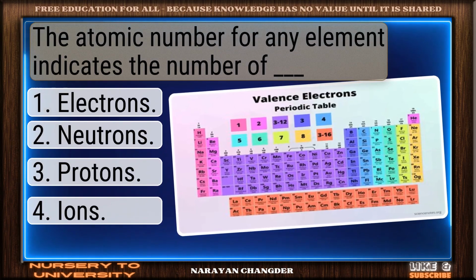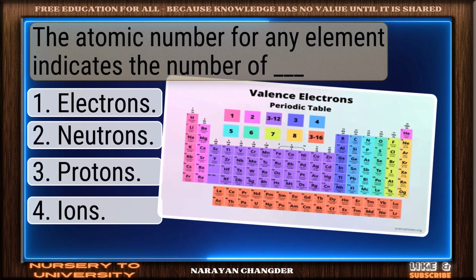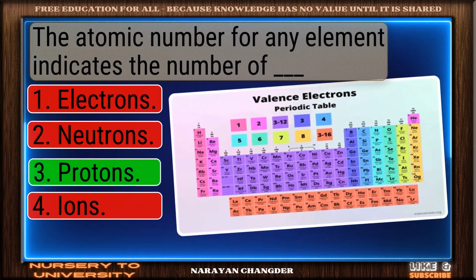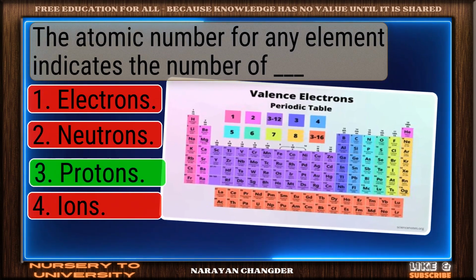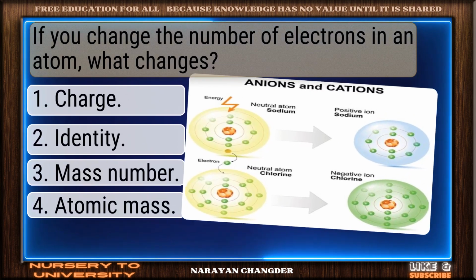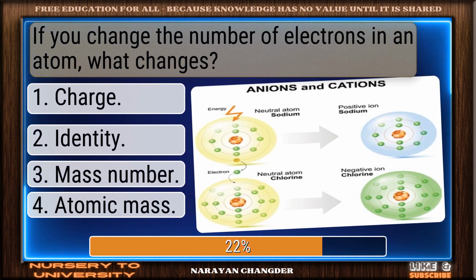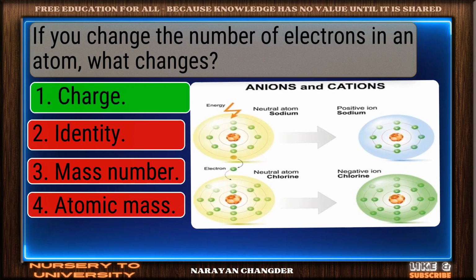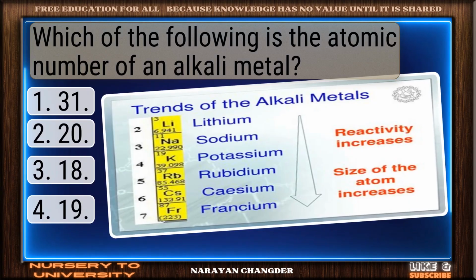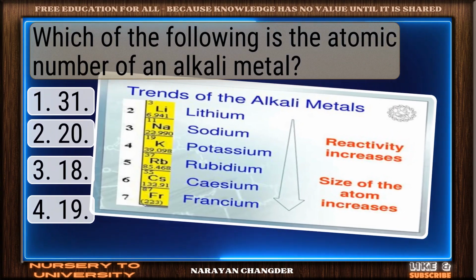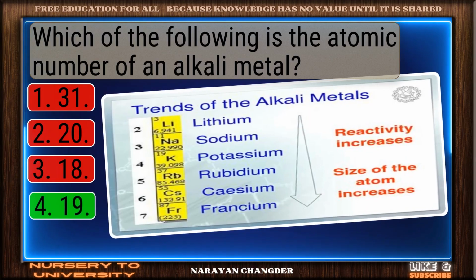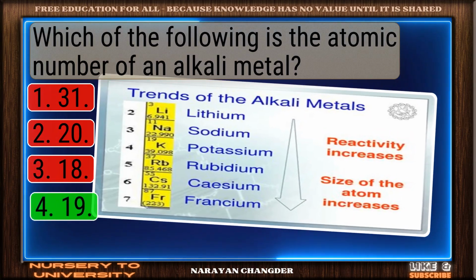The atomic number for any element indicates the number of dash. Correct. Protons is the right answer. If you change the number of electrons in an atom, what changes? You chose charge, and it is correct. Which of the following is the atomic number of an alkali metal? Smart pick. 19 is the correct choice.